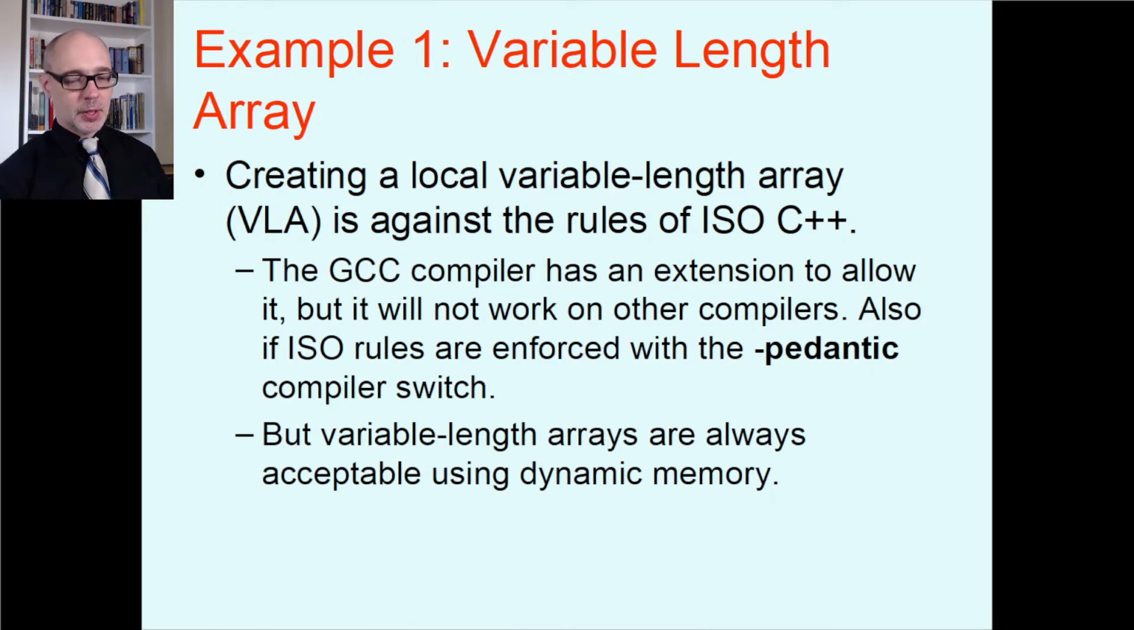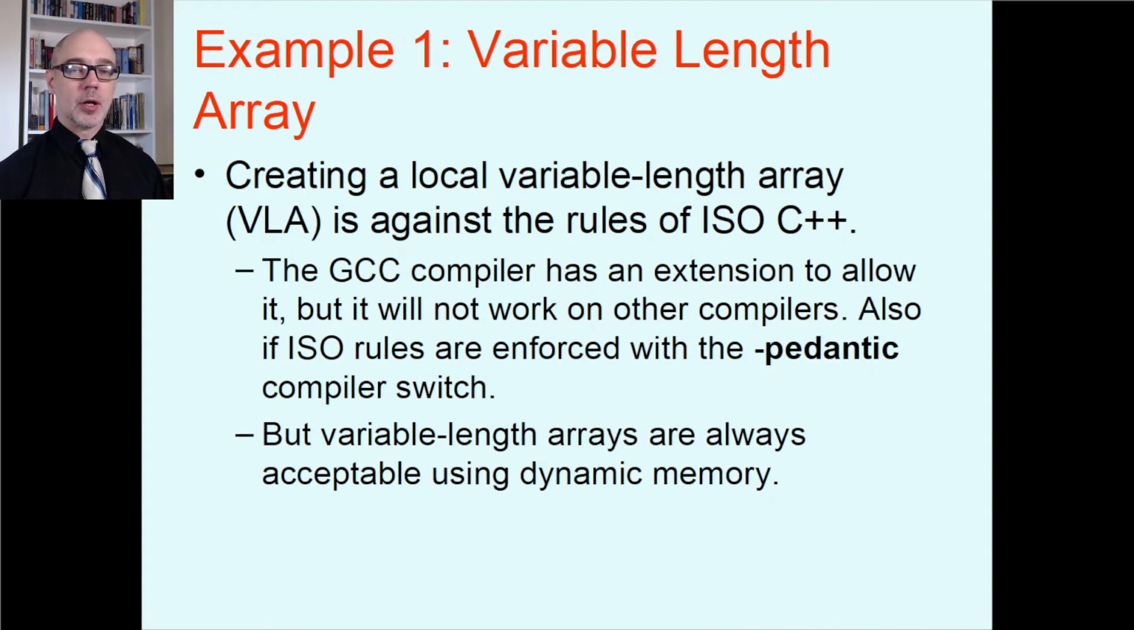Now, this can be really confusing for my students because the GCC compiler that's built into Dev C++ has an extension to allow you to break that rule. It will actually allow variable length arrays. But if you get in the habit of doing that, it's not going to work if you take your code to other compilers. Also, if you want to avoid this issue, you can enforce the ISO rules by turning on the pedantic compiler switch. And then it will actually enforce these rules and you won't accidentally get into trouble with this. But if you do want to make variable length arrays, that's always acceptable using dynamic memory. Not on the local stack, yes, on the heap with dynamic memory.